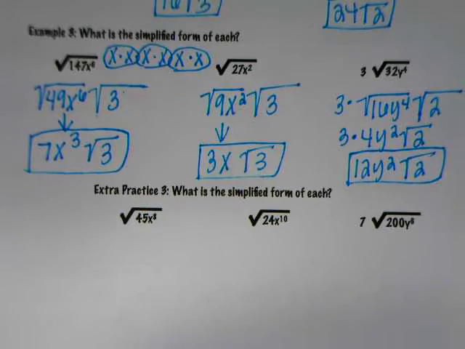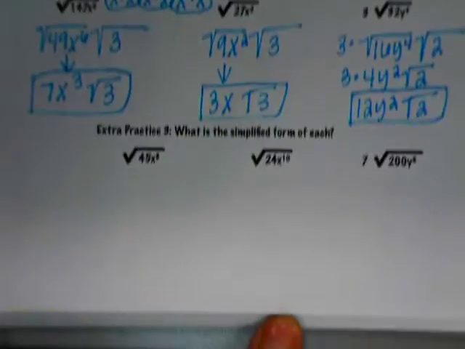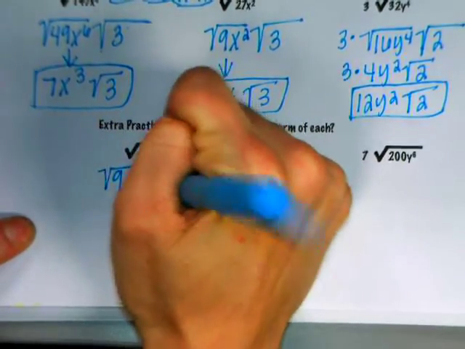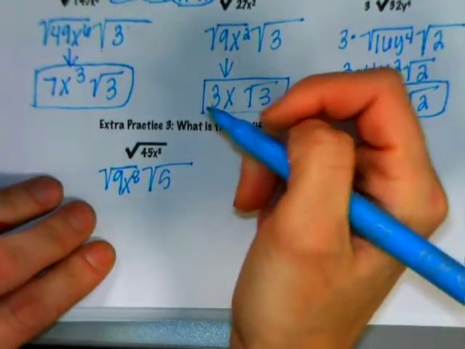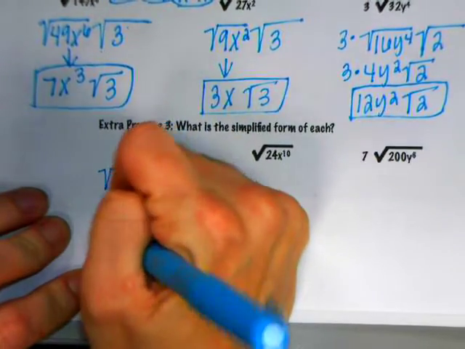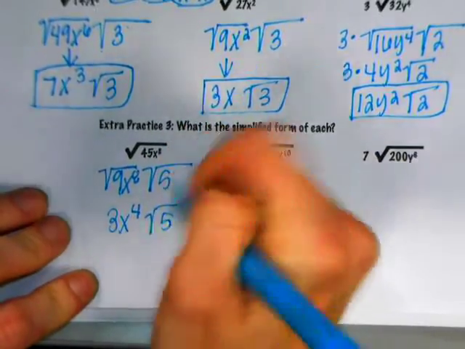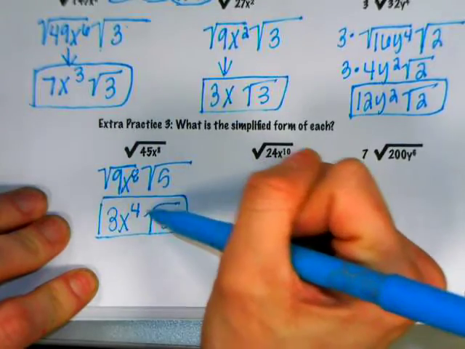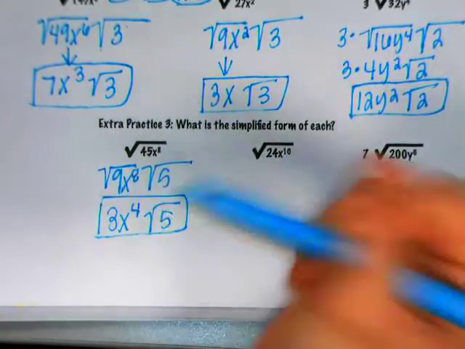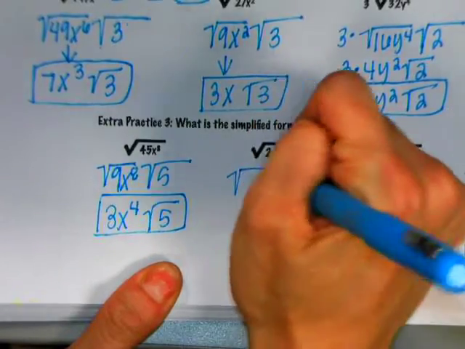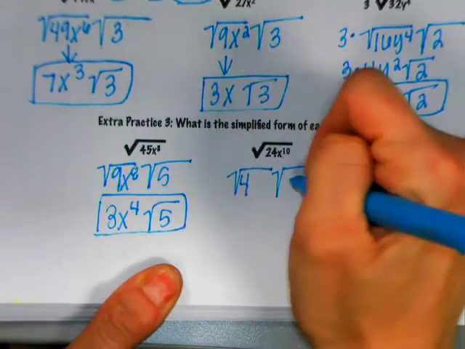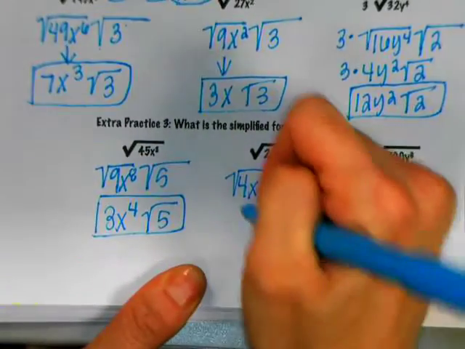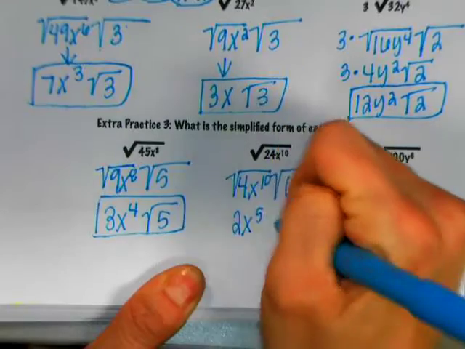All right, so for 45, what's the biggest number that goes into 45? Yeah. So 9 times 5. Okay, so what's the square root of 9x to the 8th? Yeah, 3x to the 4th, radical 5. As far as Math Excel goes, like inputting your answers, this is an exponent on the x. It's not part of the root. Okay. All right. 24. What's the biggest number? 4 times what? 6. Okay. And then 4x to the 10th turns to what? Yeah, 2x to the 5th.